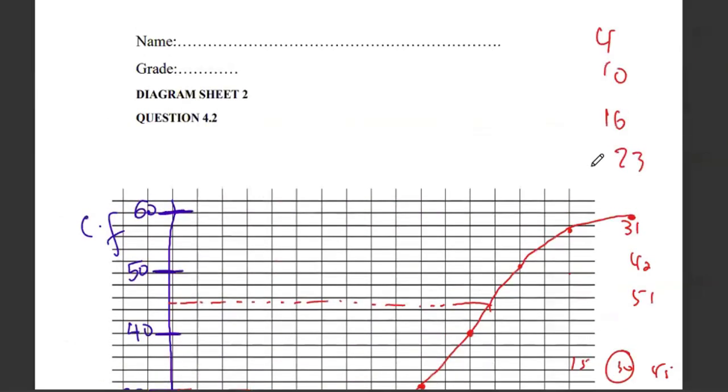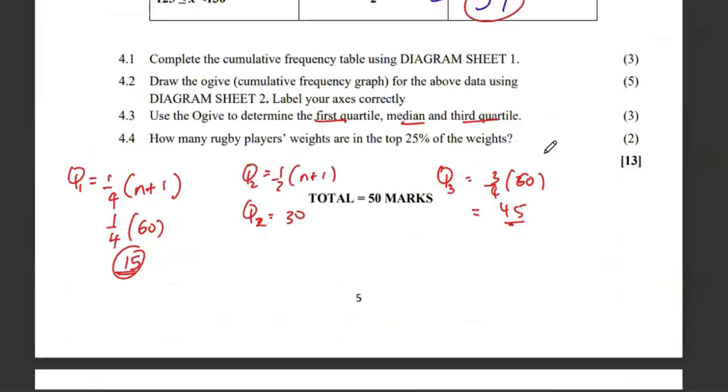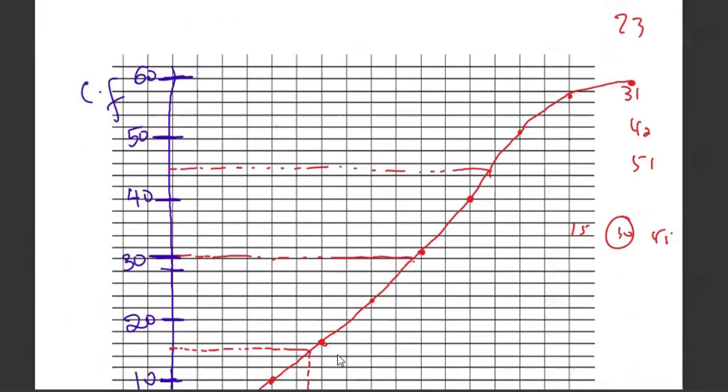So in most cases, we shall give you a range of values to say between this number and this number, we expect that to happen. All right, then how many rugby players' weights are in the top 25? So top 25, you're looking at what is happening after the Q3, because from Q3 to the maximum is 25%. Okay, so from our graph, we say that Q3 was at 45, and we had 59.